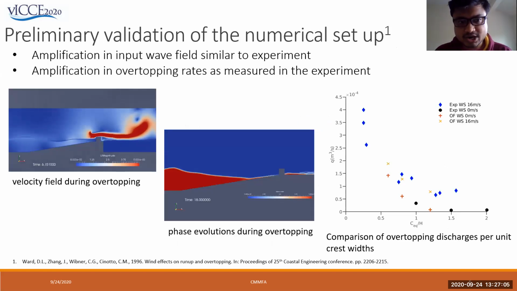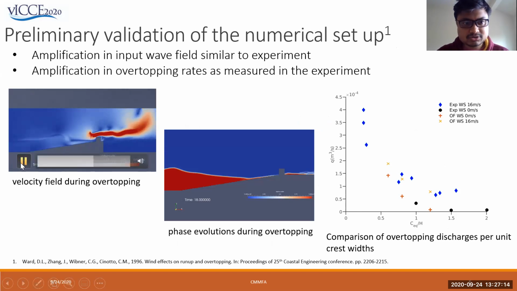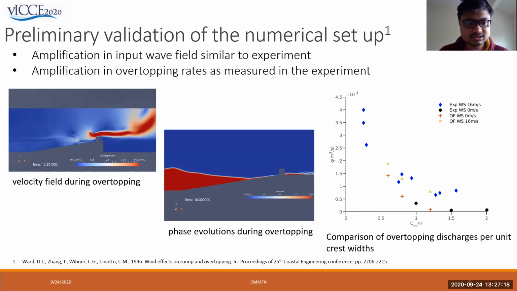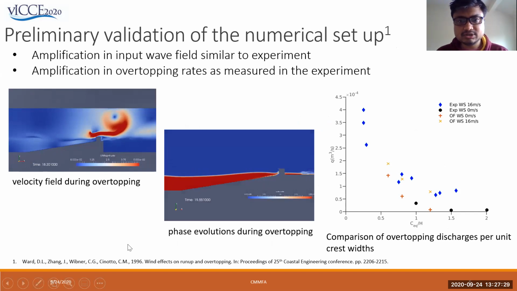The preliminary study we adopt to validate our simulations is by Ward et al., who presented this result a few decades ago at this very coastal engineering conference. On the video on the left, we see the velocity in the wind field, where the zone in red is the region in the air phase where the speed is the same as the input wind speed. In the middle video, we see the evolution of the free surface during the wave interactions with the coastal defense, and you can see how, in the presence of wind speed, the water is completely carried away to the other side of the coastal defense.